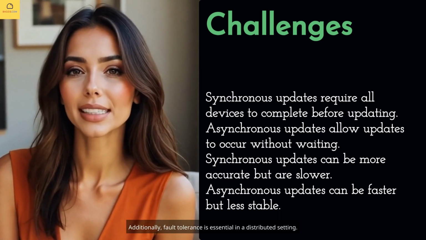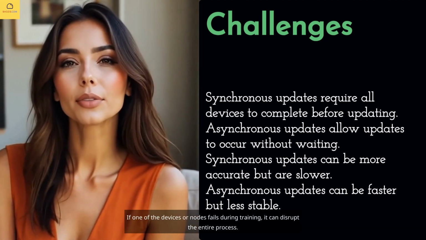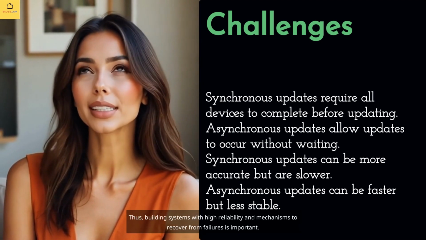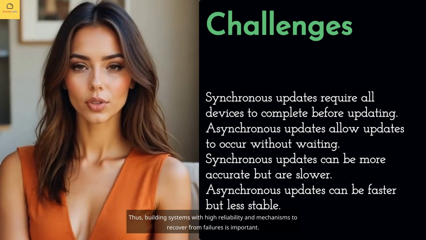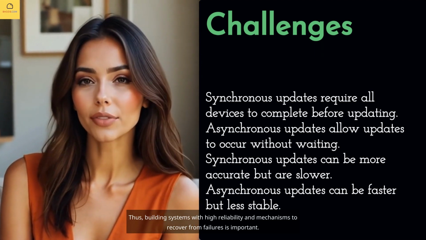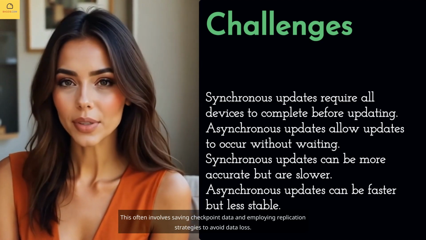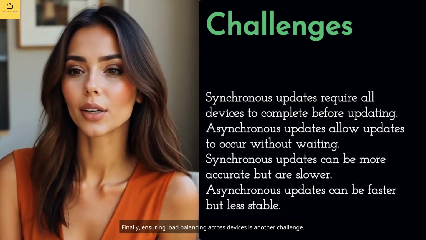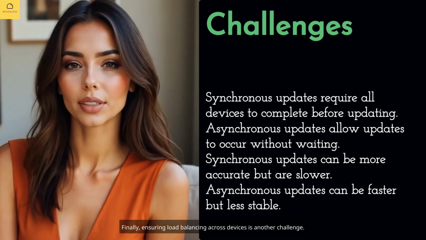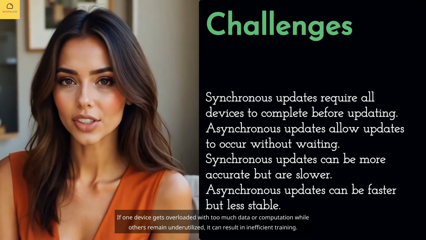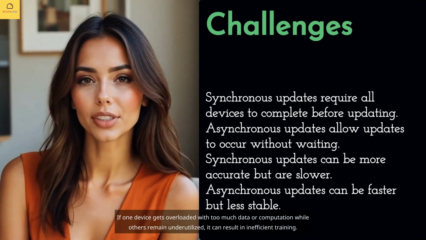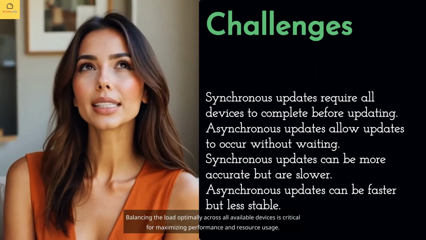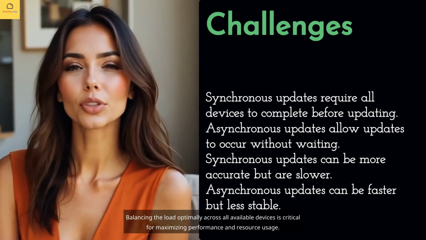Additionally, fault tolerance is essential in a distributed setting. If one of the devices or nodes fails during training, it can disrupt the entire process. Thus, building systems with high reliability and mechanisms to recover from failures is important. This often involves saving checkpoint data and employing replication strategies to avoid data loss. Finally, ensuring load balancing across devices is another challenge. If one device gets overloaded with too much data or computation while others remain underutilized, it can result in inefficient training. Balancing the load optimally across all available devices is critical for maximizing performance and resource usage.